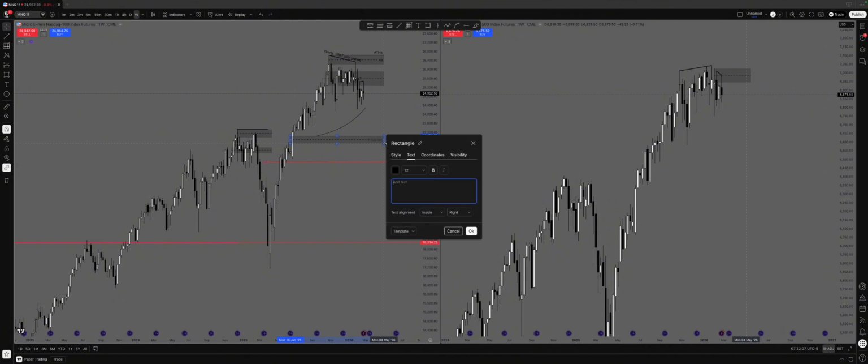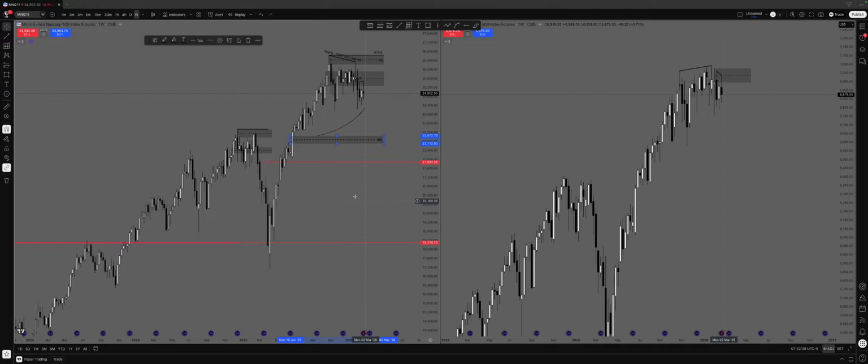For people as well that don't understand what BISI and SIBI mean, BISI is a buy-side imbalance, sell-side inefficiency. A SIBI is the inverse: sell-side imbalance, buy-side inefficiency. They're just bullish fair value gaps and bearish fair value gaps. Fancy name for them. It's like their real terminology for what they are.